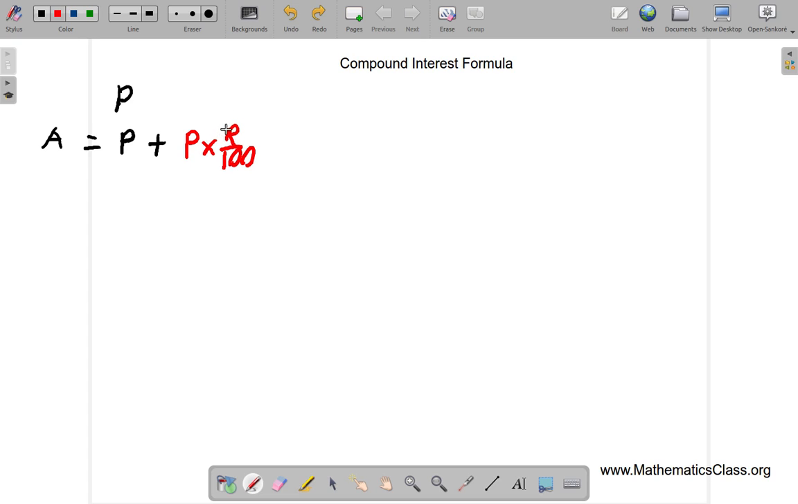If it was, say, 10%, it would be P times 10 over 100. If it's 5%, it would be P times 5 over 100, and so on. Alright? So that's the interest that you get.